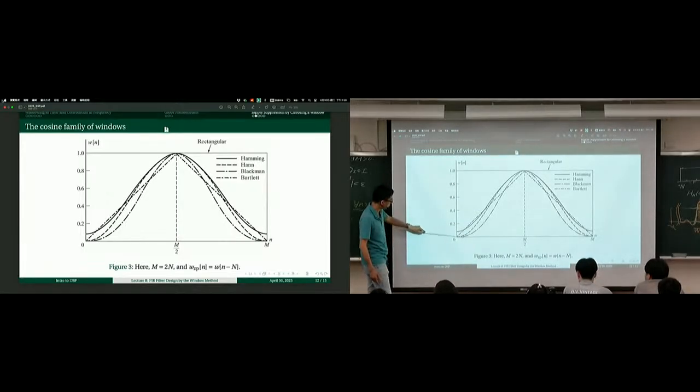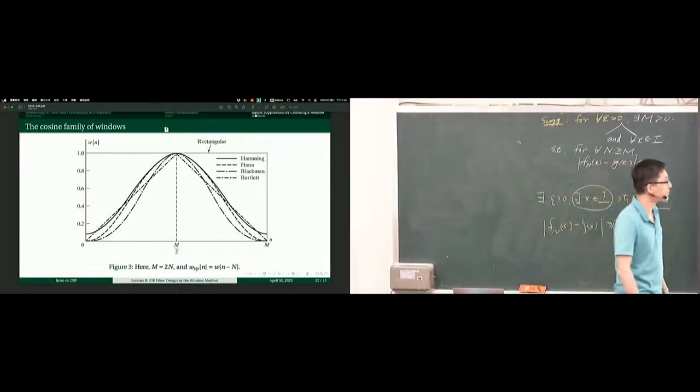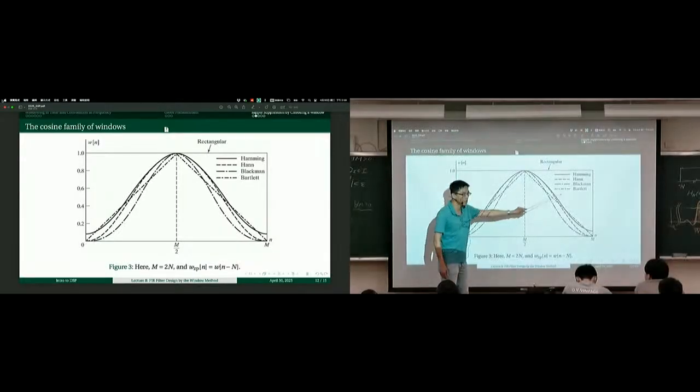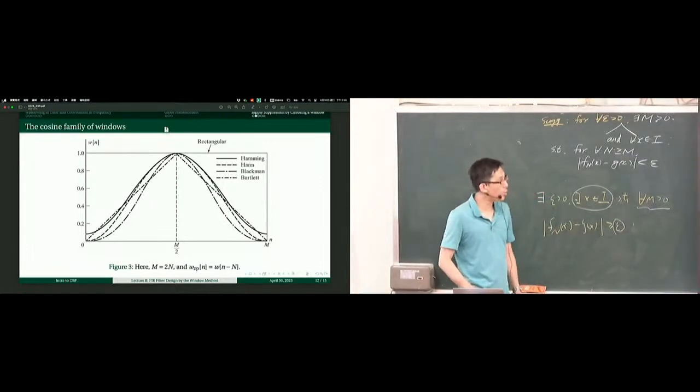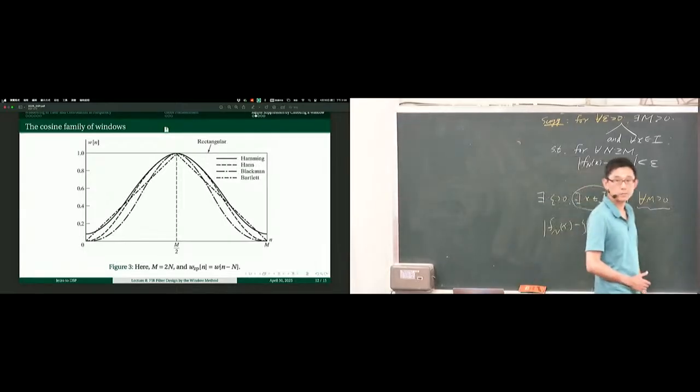approaches 0 even more smoothly than the Han window. And then finally, if you will, you can try a triangle. Try to just draw a straight line right here. And the triangle window has a name. It's called Bartlett, for your information. So these are the 4 different types of window which you can use to multiply with the ideal response.